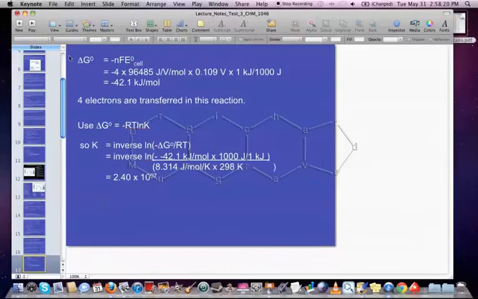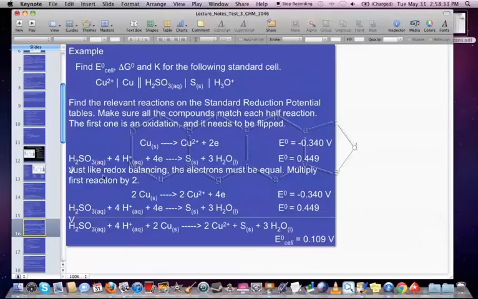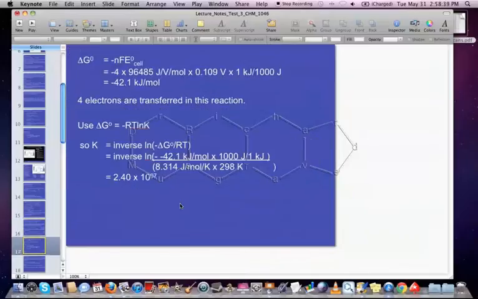I can go ahead and calculate the delta G value. The delta G naught value will be the negative n, which is the number of electrons transferred in the balanced equation. We go back to the original equation. Here we go. 4 electrons transferred in the balanced equation. So that's going to be my n value. F is 96485 joules per mole, that's Faraday's constant. There's our E naught cell, and I convert it to kilojoules, minus 42.1 kilojoules per mole.